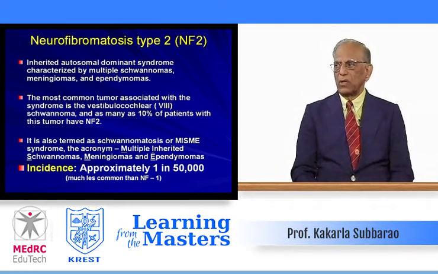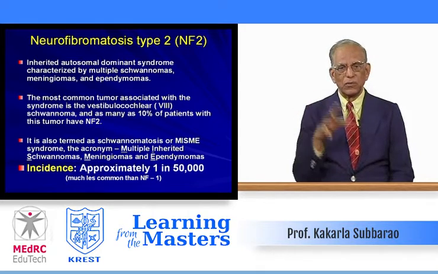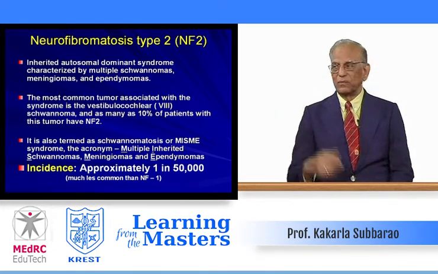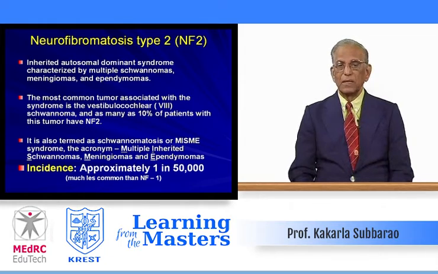This is inherited autosomal dominant syndrome, as I mentioned already, characterized by multiple schwannomas, meningiomas, and ependymomas. Remember, I didn't say neurofibromatosis. The most common tumor associated with the syndrome is the vestibulocochlear, namely 8th nerve schwannoma. Please remember, vestibulocochlear schwannoma. And as many as 10% of patients with this tumor have NF2. You see, schwannoma of the 8th nerve, almost 10% of them may have NF2. It's also termed as schwannomatosis, or MISME syndrome.